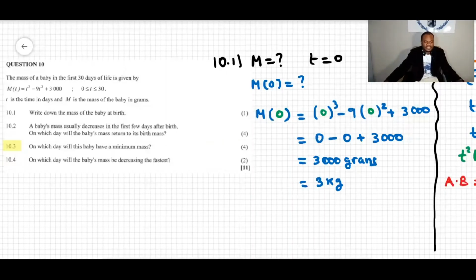Okay, question 10, we're doing question 10 here. Question 10 says the mass of a baby in the first 30 days of his life is given by m of t equal to t cubed minus 9t squared plus 3000, where t is between 0 and 30. T is the time in days and m is the mass of the baby in grams.